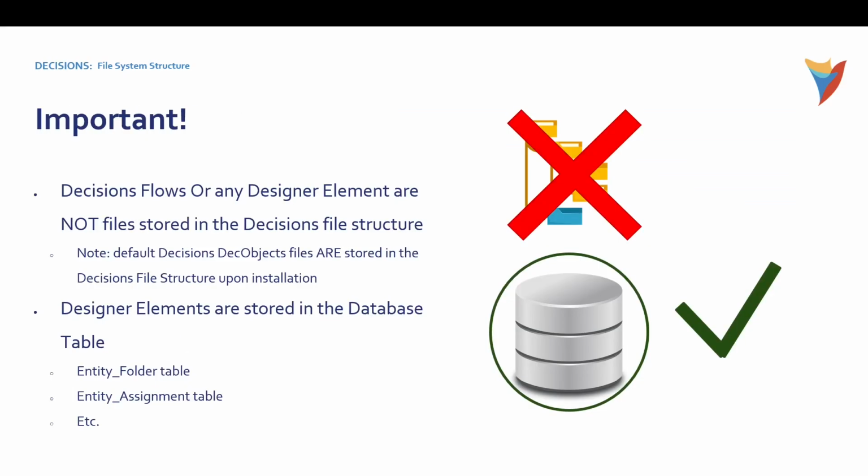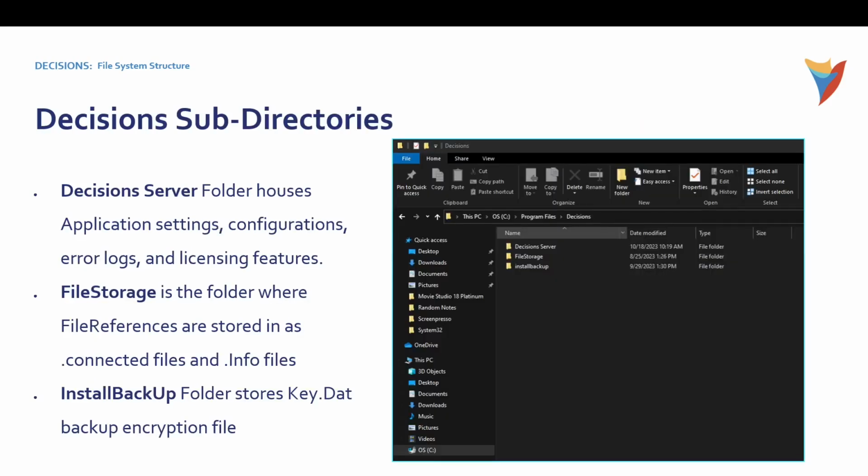But before we do that, it's important to know that decisions, flows, and designer elements are not stored inside of this file structure. In fact, those are going to be stored in the database. You have decisions deck object files that are stored in the file structure, which get created upon installation. But when you start creating flows, rules, truth tables, pages, forms, and all those other types of designer elements, those are going to get stored in the database under, for example, the entity folder table if you're making folders, entity assignment table for assignments, so on and so forth. So let's get into this file structure.